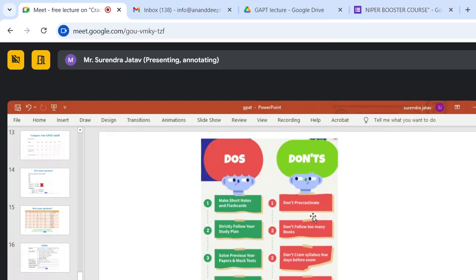Now, what are the don'ts? You should not procrastinate, don't follow too many books, and don't cram the syllabus a few days before the exam. This is important. Mostly semester exam students don't study properly the whole month, and one day they think they can qualify. It doesn't happen. So you need proper timing. Make a plan properly from the starting. Don't pull an all-nighter one night before the exam.